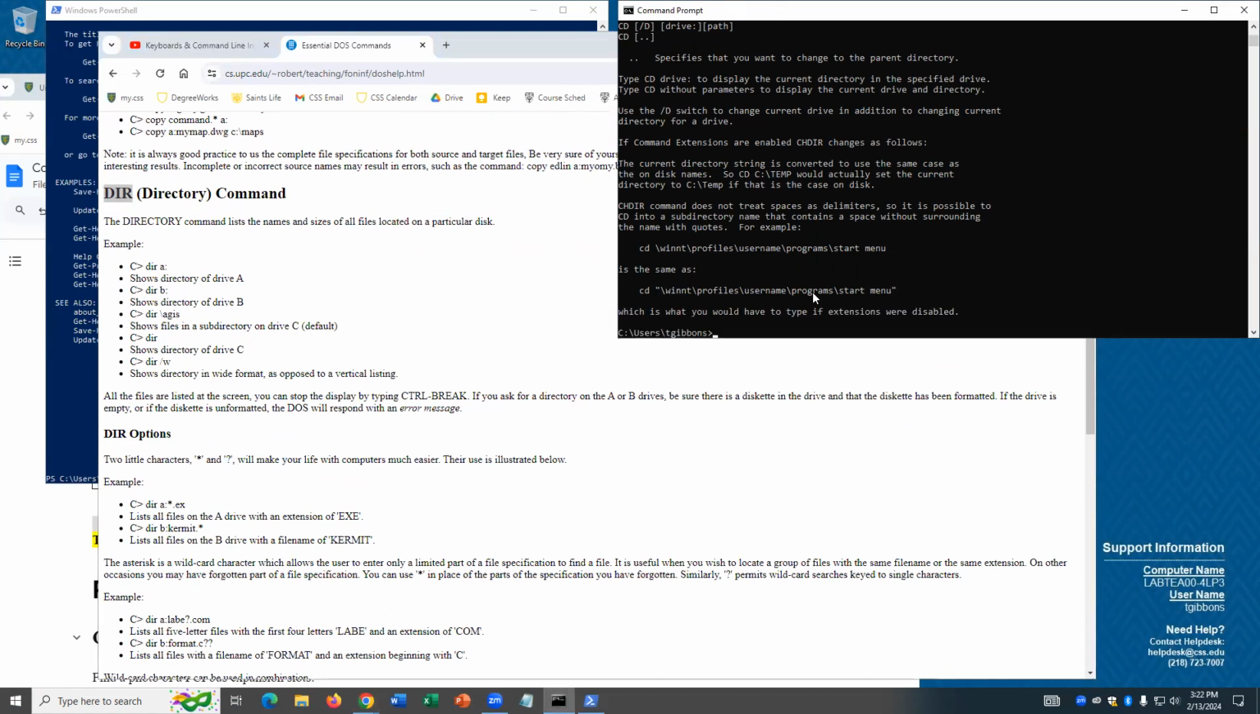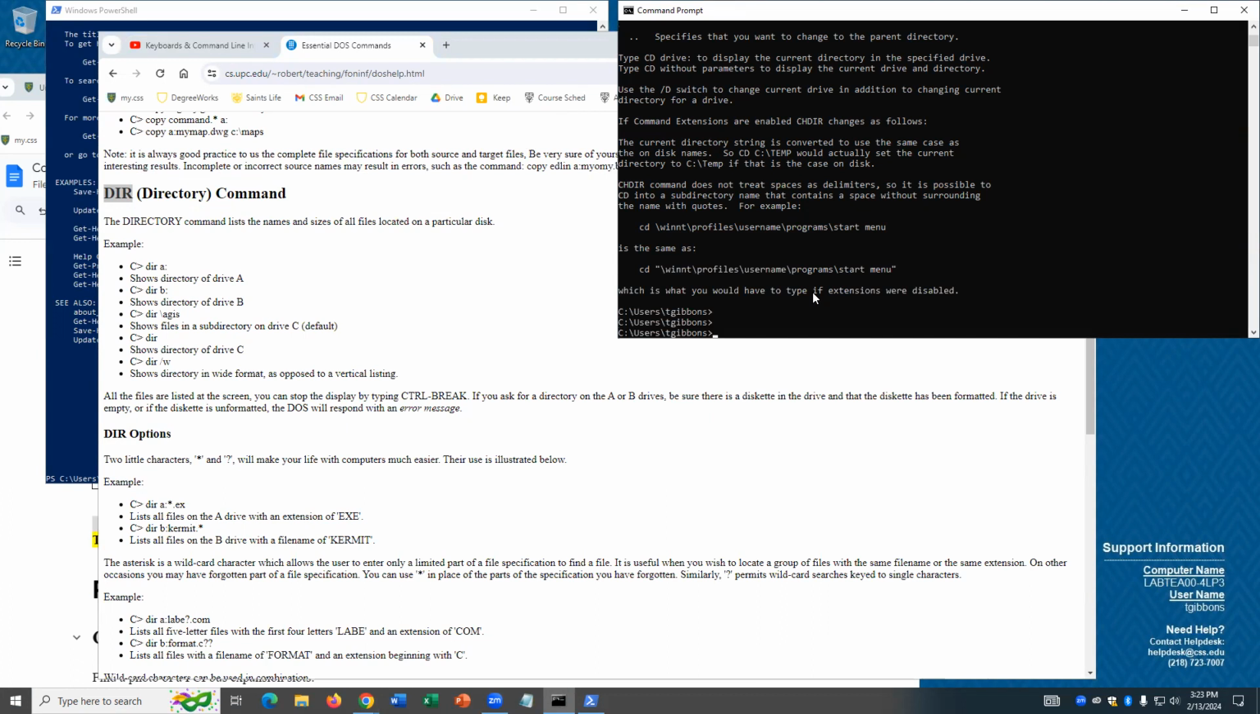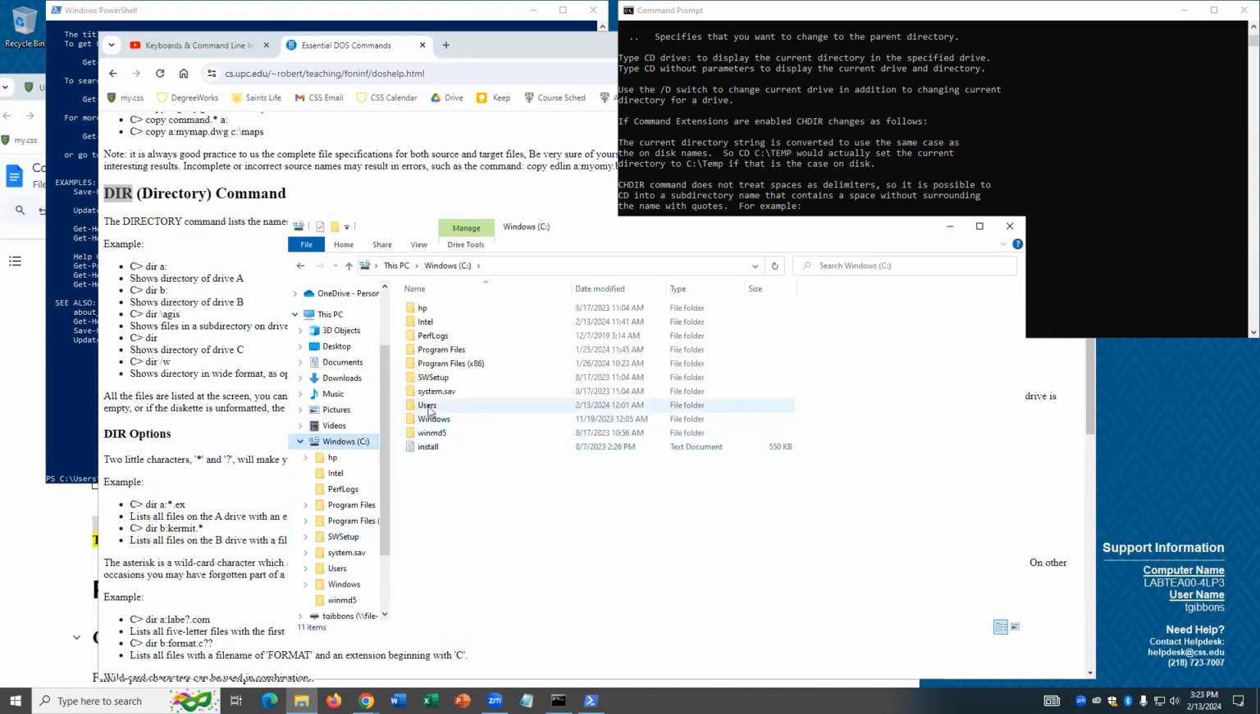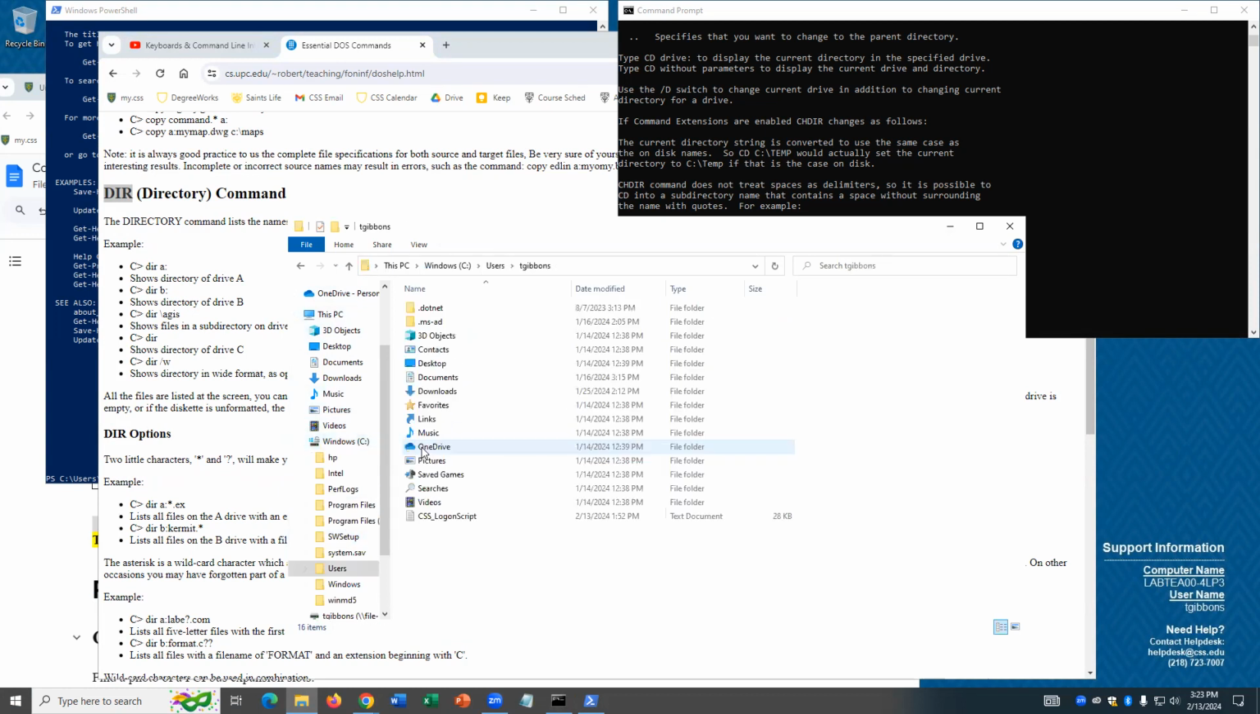So the idea here is that I could type in a command here. And so I'm at what we call a prompt. So right now the prompt shows my current folder here, C:\user\T Gibbons. And you're probably used to seeing that more from a folder point of view. So if I go to my computer, go to C drive, go to the users folder, and go to T Gibbons, that's the folder. The folder I'm in here is Windows C folder, user folder, T Gibbons.